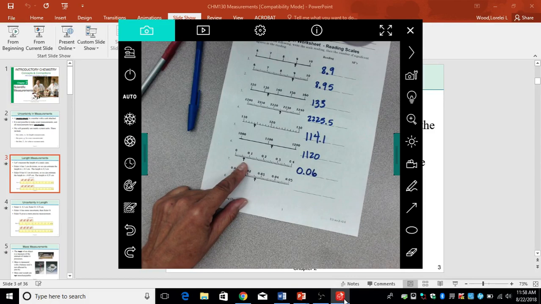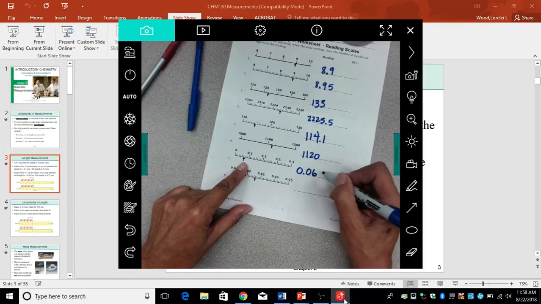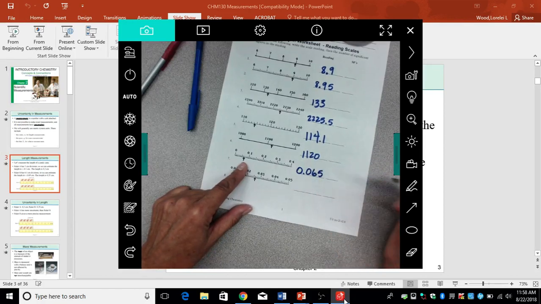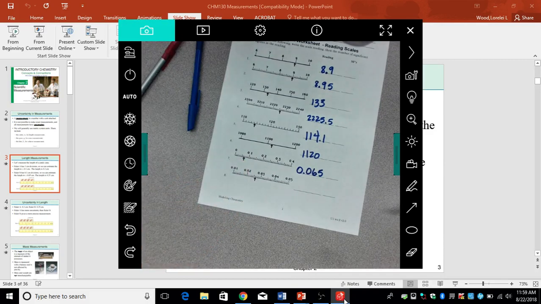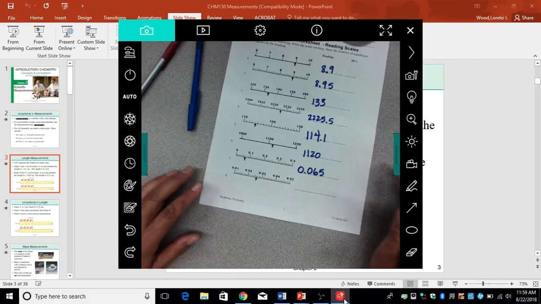So far we have 0.06. Could I estimate one more number beyond that? Yeah. I could. What number should I probably report? 5. Could I put 0.064? I could. Could I put 0.066? I sure could. Could I put 0.0651? No.